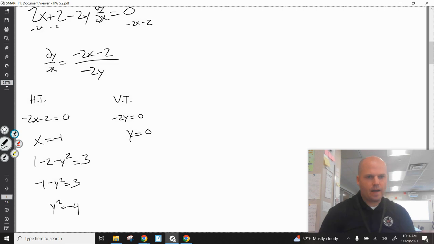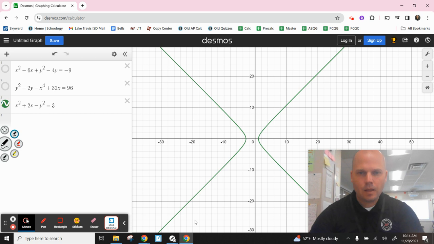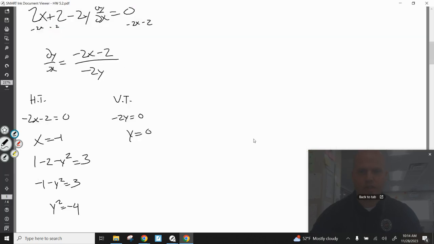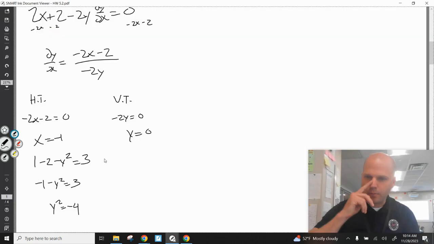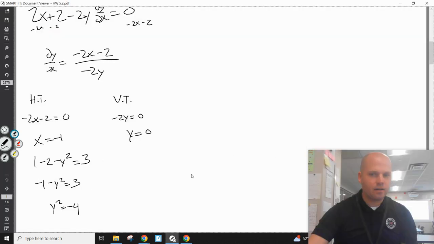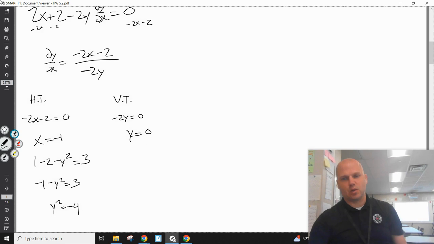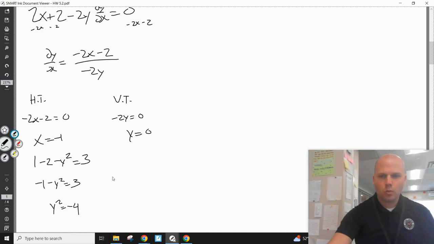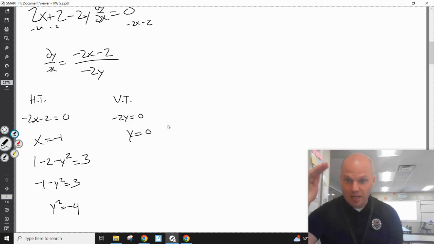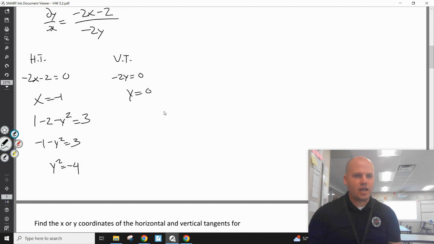Yep, look at that. Y squared equals negative 4. I don't have any horizontal tangents. It's very similar to that problem we did in class where we had what we thought was the answer, but when we did the work, we could not find a point. So we'd say there's no horizontal tangents, which we can visually see.